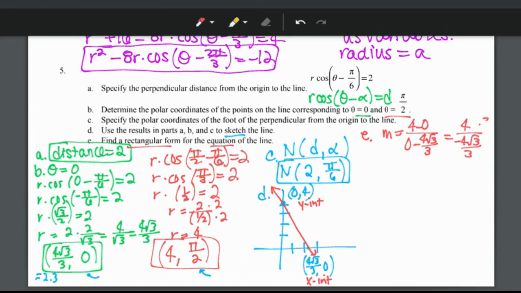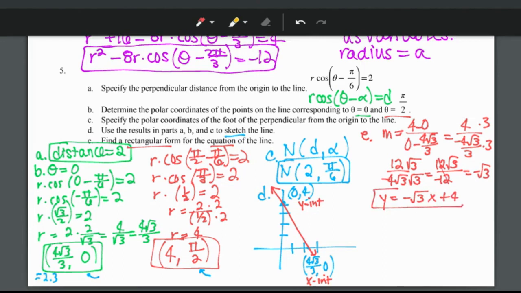If I want to multiply by 3 over 3, that would give me 12 over negative 4 root 3. And I'm going to rationalize, so I'm going to multiply by root 3 over 3. So that's going to give me 12 root 3 over negative 12, and that reduces to negative root 3. So that's my slope, and since I have my slope and my y-intercept, I can do negative square root of 3x plus 4, and that's the equation of my line.